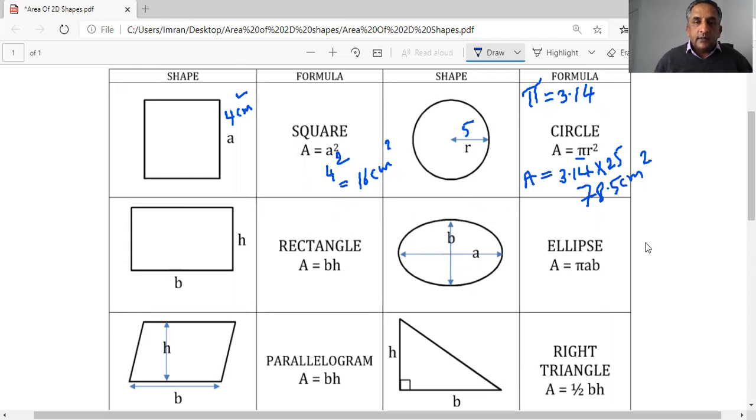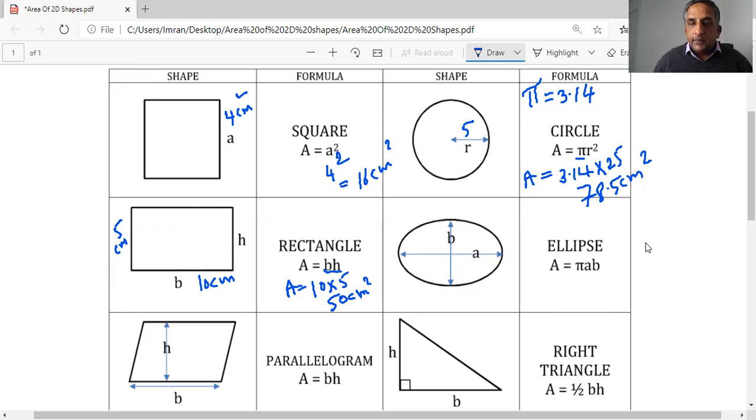Now the third shape, as you can see, is a rectangle. So the area of the rectangle is base times height. B means base, h means height. So for example, in this question, the base is 10 centimeter and the height is, for example, 5 centimeter, right? So the area will be base times height. So base is 10 times 5, so it will be 50 centimeter square, right?